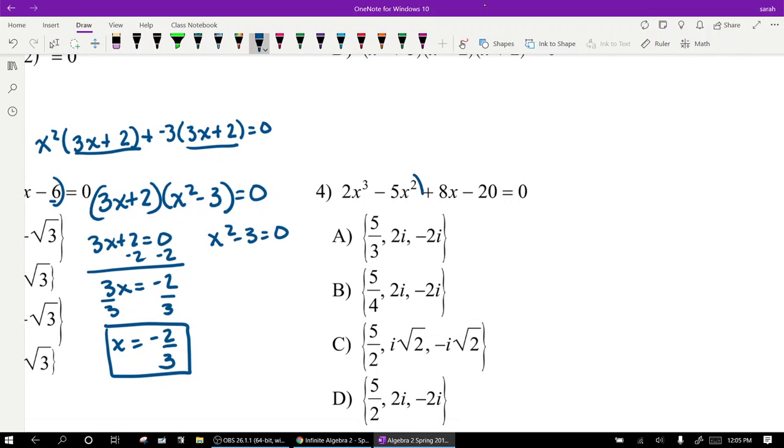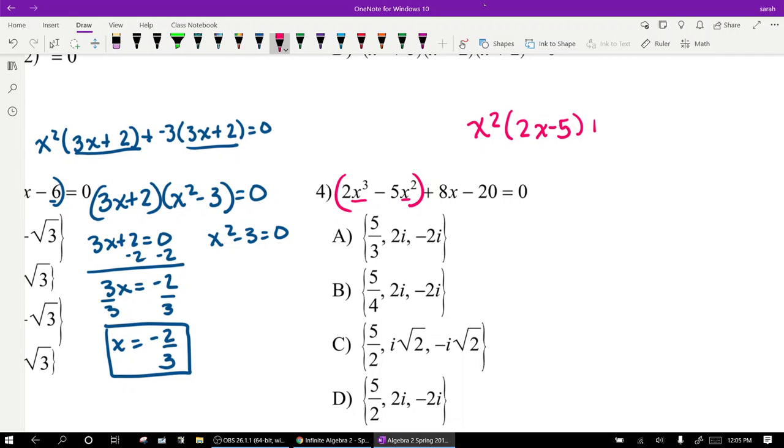All right, number 4. Again, same thing. I'm going to go ahead and factor out, and it looks like I can factor out an x squared, and that's going to leave me with 2x minus 5.